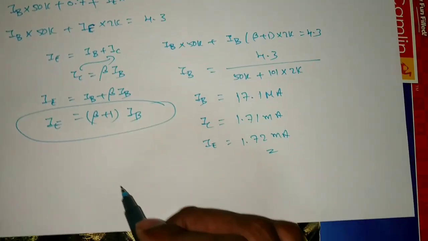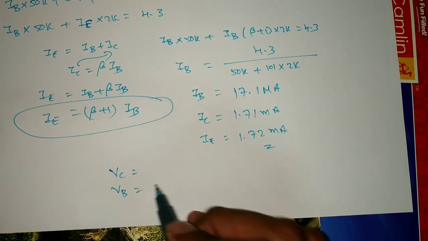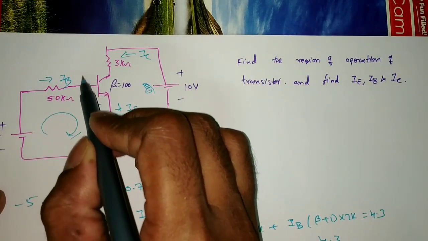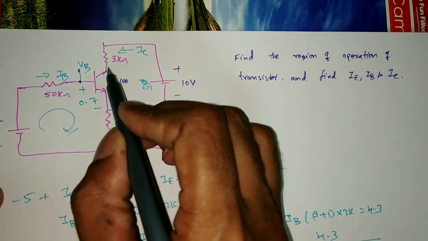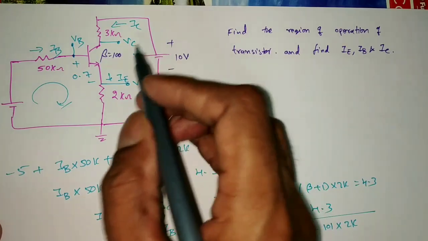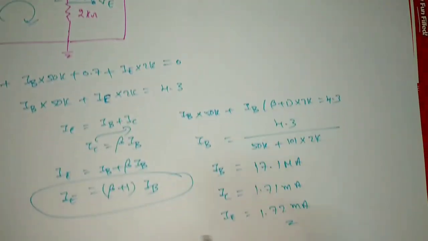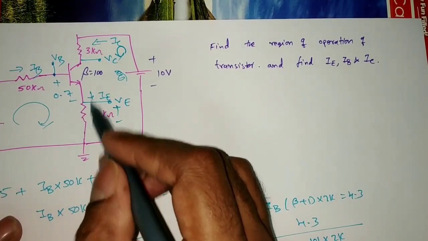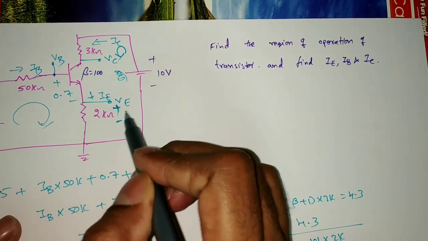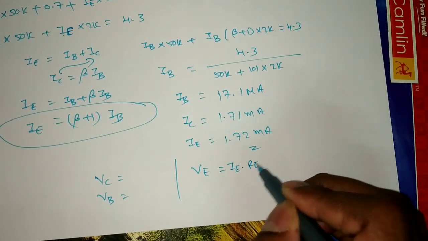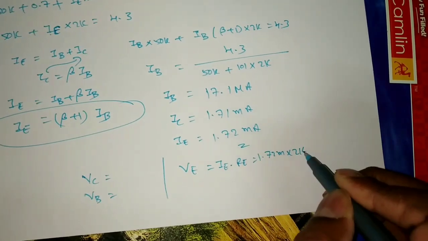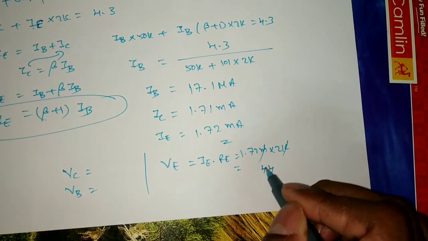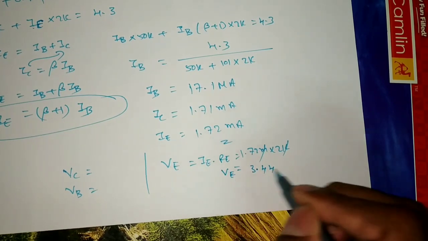So finally we should verify the VC and VB values. For that, there is an emitter resistance, so first we'll see the emitter voltage. The base voltage will come directly if I know VE. Then we have to find VC also, by applying KVL. So VE, across this, see the current direction. It is flowing like this, so it is plus minus, so nothing but VE. VE is equal to IE into RE. So 1.72 milli into 2 kilo, milli and kilo cancel out, so this will be 3.44 volt is the VE.